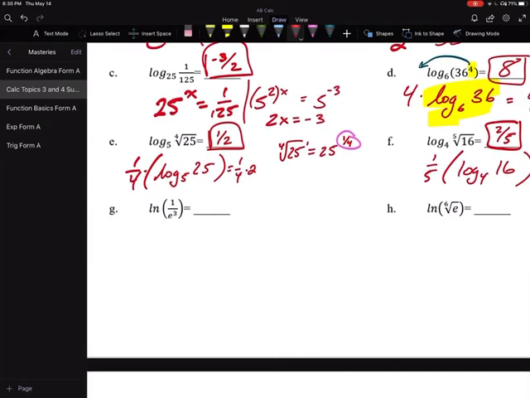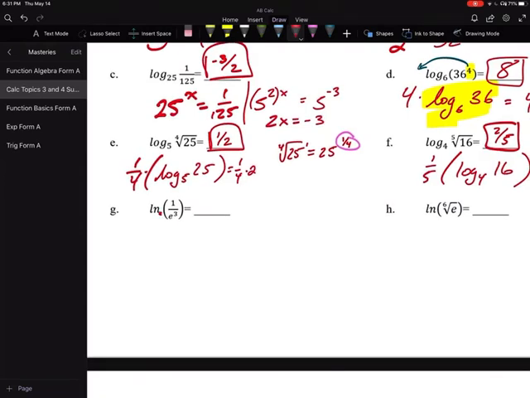All right, last two, we're looking at natural log. The only difference between a logarithm and a natural log is that a natural log has a base e. It's already implied, a base e. So if we know that it has a base e, all we have to do is worry about how to rewrite this. E to what power equals 1 over e cubed.